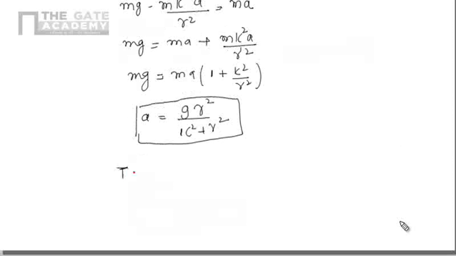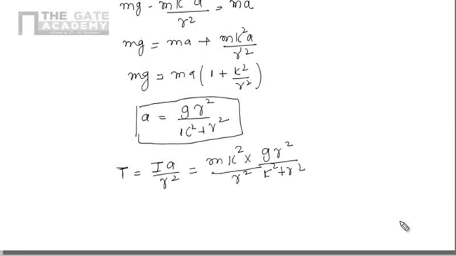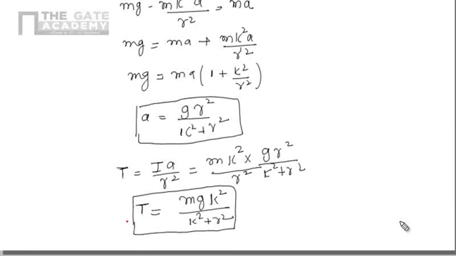So we know that T is nothing but I a by R square. So if we put the value of I, that is m k square, and here we can put the value of a, that is g R square divided by k square plus R square, and we are already having R square. So T will be mg k square divided by k square plus R square. By this way, we can also get the value of tension in the thread, that is mg k square divided by k square plus R square.